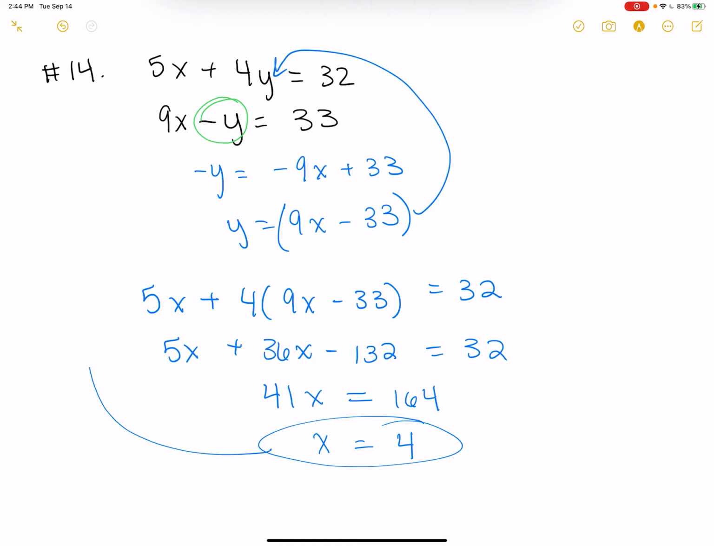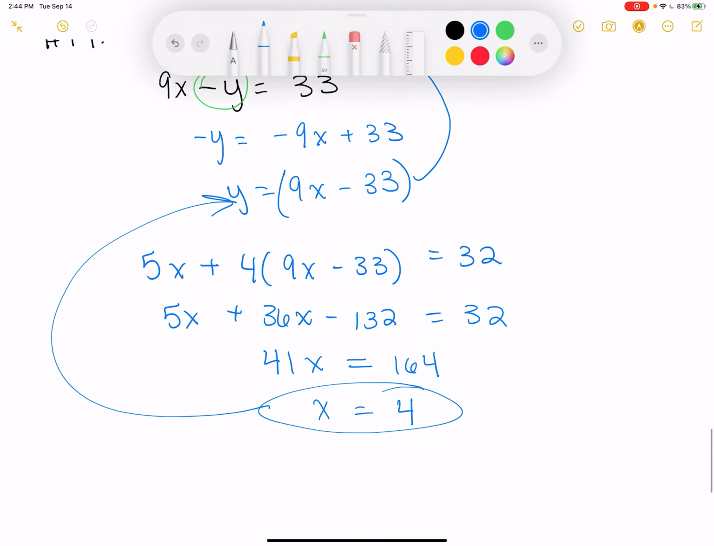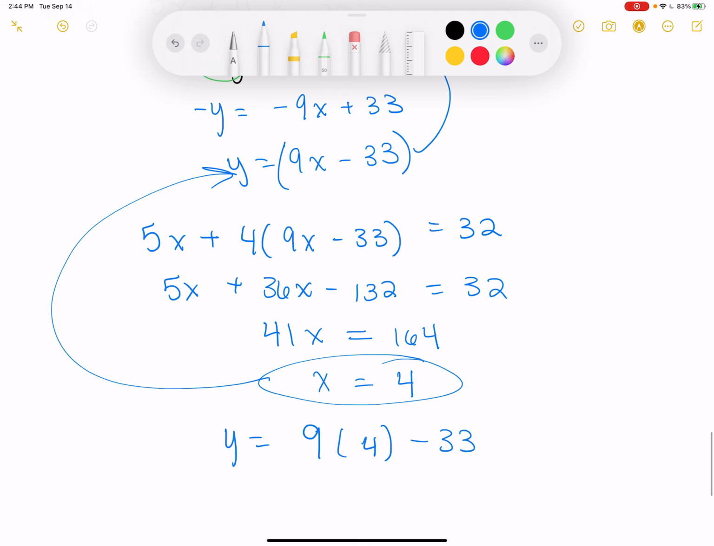Okay, so now I'm taking this and I'm plugging it in up here. Now, if I'm sure that I modified this equation correctly, I can take it and plug it into here. Okay? So y is equal to 9 times 4 minus 33. So y is equal to 36 minus 33. Y is equal to 3. So my ordered pair is 4, 3.